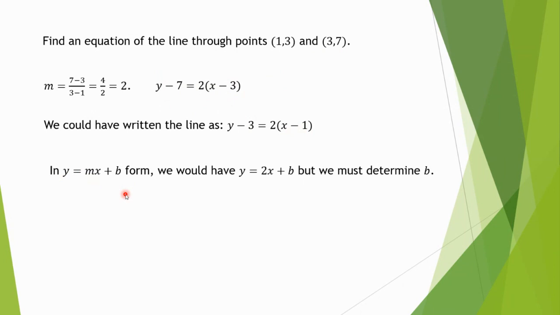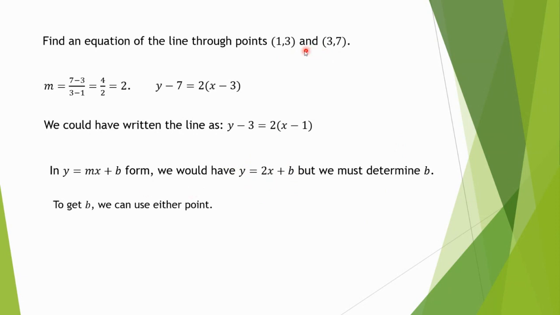You can use the mx plus b form, but notice though, we don't know what b is, right? We don't know what happens when x is 0. But what do we do then? We can find it. In other words, we can use either point to find it, because both points here are on the line, so both of these have to be solutions to this equation. They have to satisfy this equation. And we can use that to figure out what our b is.